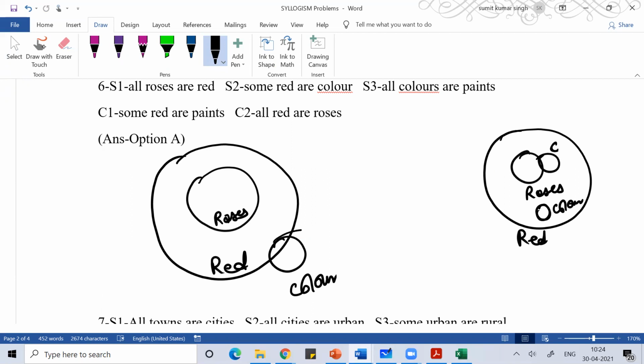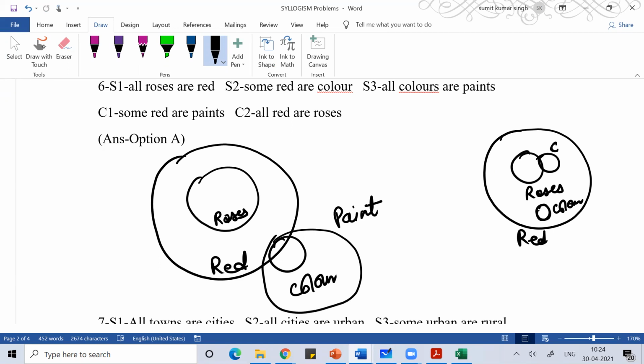Then all colors are paint. You can understand this. So all roses are red, then some red are color, and all color are paint. So this is the statement given. First conclusion: some red are paint.